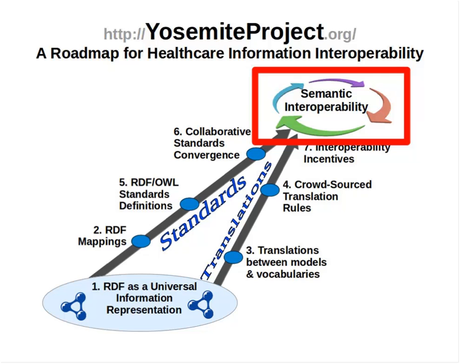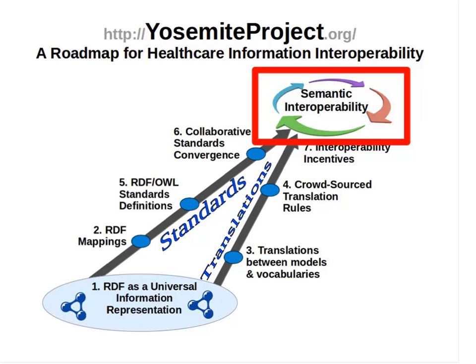The Yosemite project articulates a roadmap for achieving semantic interoperability of all structured healthcare information, using RDF as a universal information representation. So today's webinar by Michel Dumontier is slightly different from the previous webinars in this series in that it is not focused on any one step of the Yosemite project roadmap. Instead, it demonstrates some of what can be done with healthcare data in combination with other relevant biomedical data once the steps in this roadmap have been achieved.